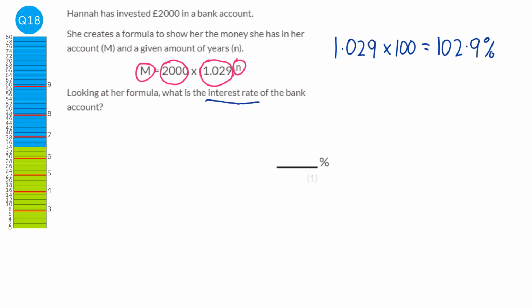Well, the interest rate is always going to be 100% plus the interest rate, so this 102.9% is 100% plus the interest rate, which will equal the 102.9%. So the interest rate is going to be the 2.9%. You always start off with 100%. So if I put £5 into my bank, I've got 100% of that £5, and then the interest rate is on top of that 100%. So our answer here will be 2.9%.